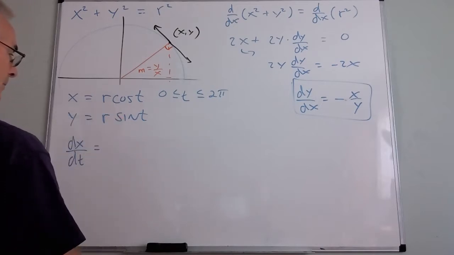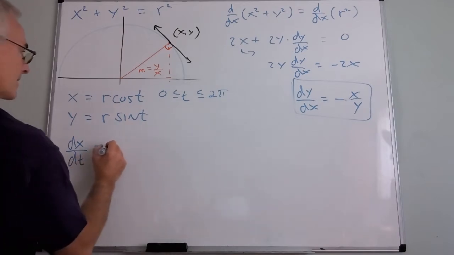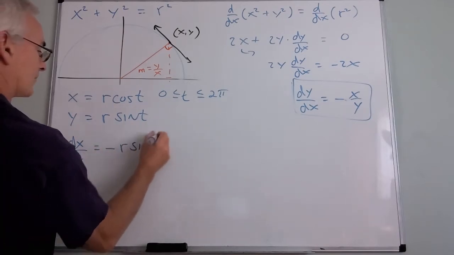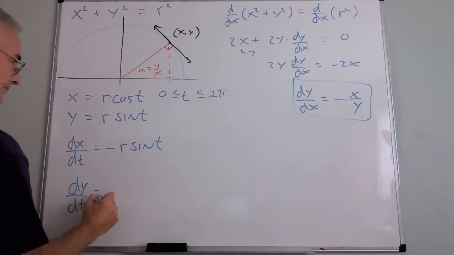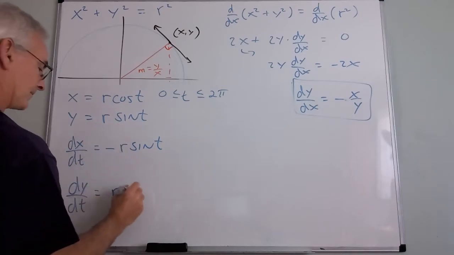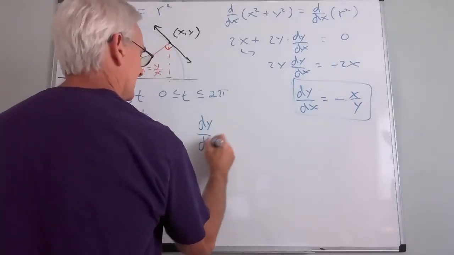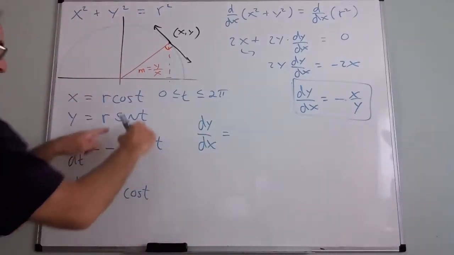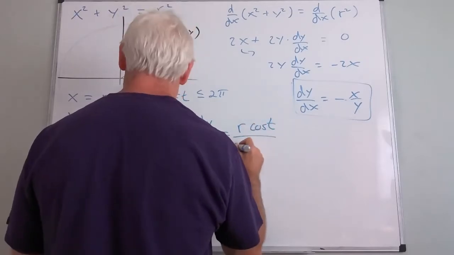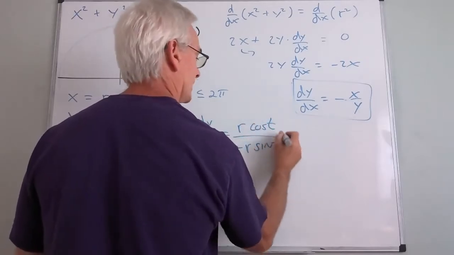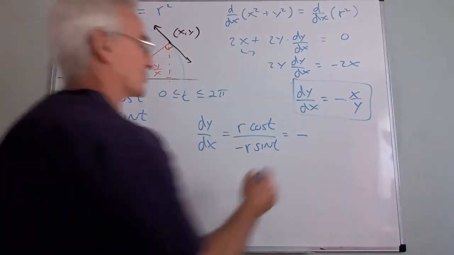So that guy would be, help me out here. That's negative r sine t. Good, negative r sine t. dy/dt is r cosine t. So dy/dx is this over this. So that would be r cos t over negative r sine t, which is simply negative what? Cotangent. Cotangent, good.